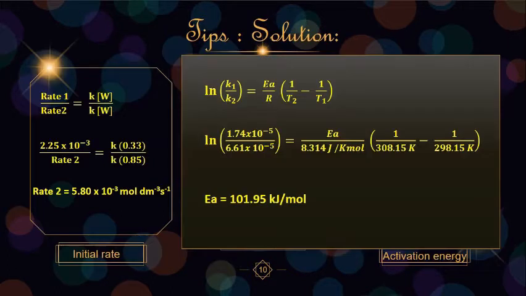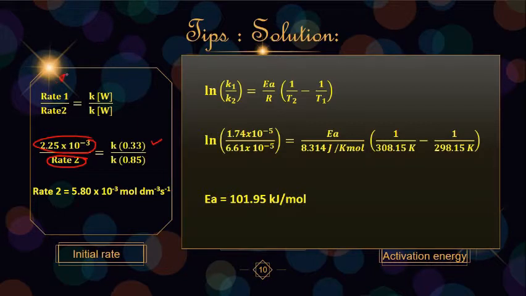Next, now you need to find the rate. So you compare rate 1 with rate 2. From here, 2.25 times 10 to the power of negative 3 is already given from the input, which is for 0.33 concentration. So you need to find rate 2.